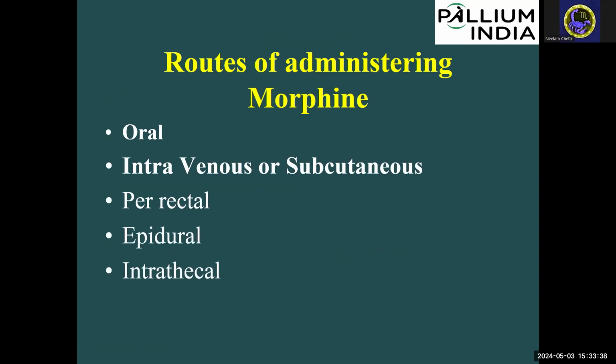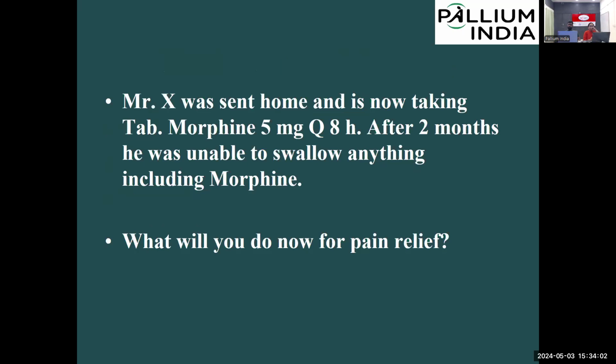So what do you suggest now? How can we produce pain relief for this patient at home? Yes, per rectal would be a better option for that patient. So this patient after 2 months was unable to swallow anything, including morphine. And what did we do? We converted the oral morphine to 5 milligram per rectal morphine 8th hourly.